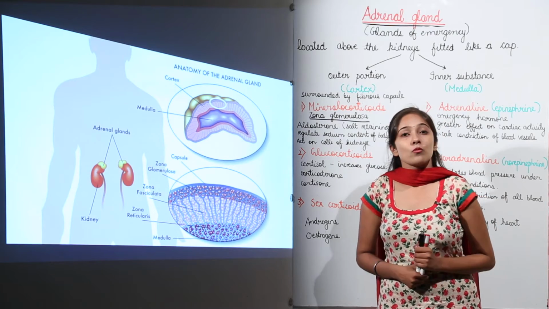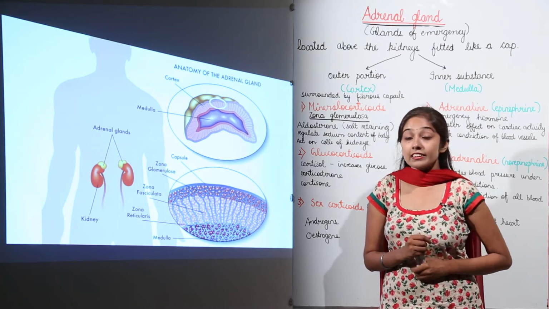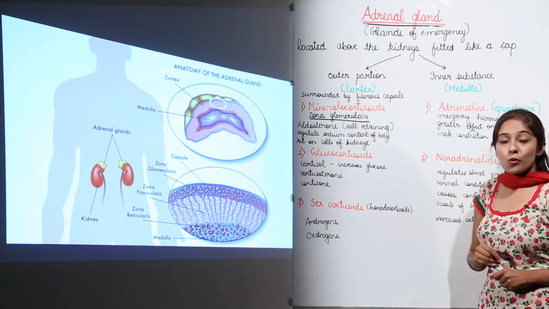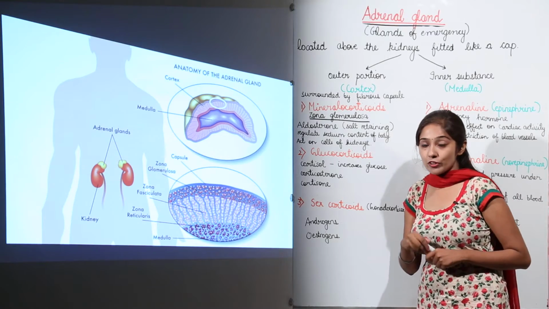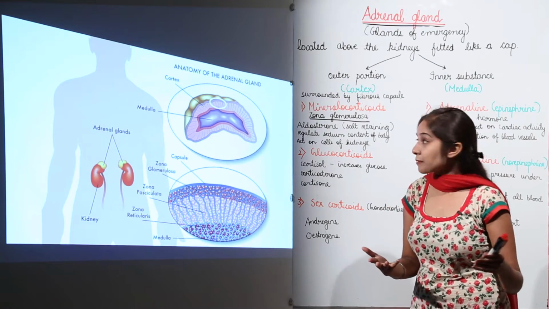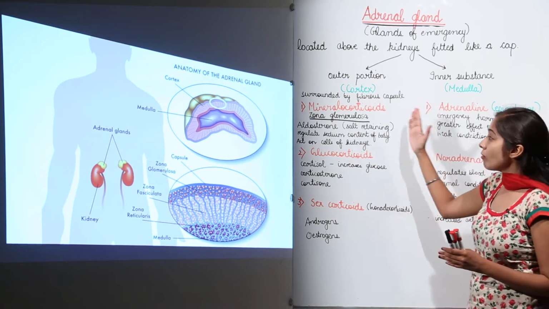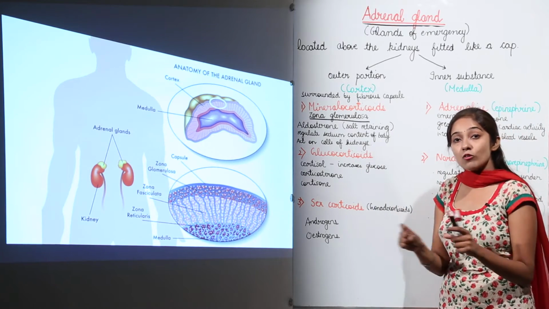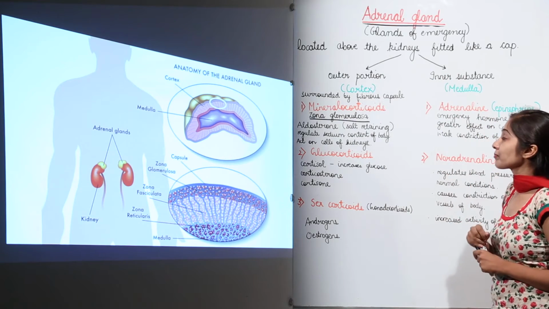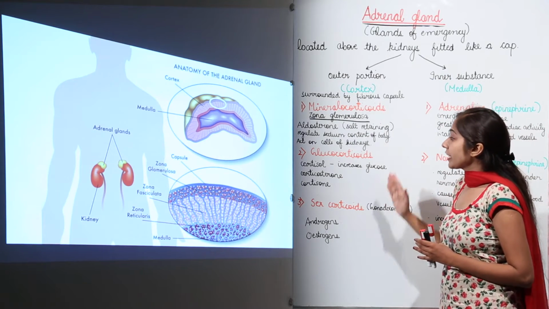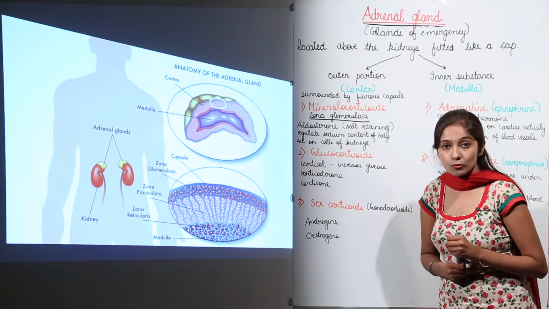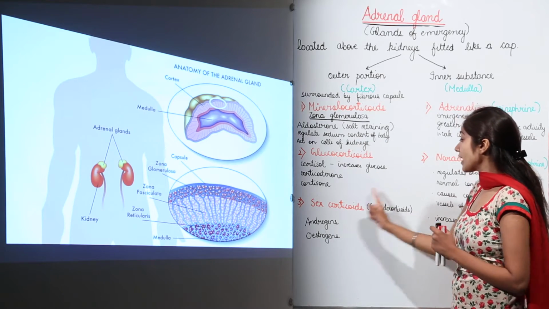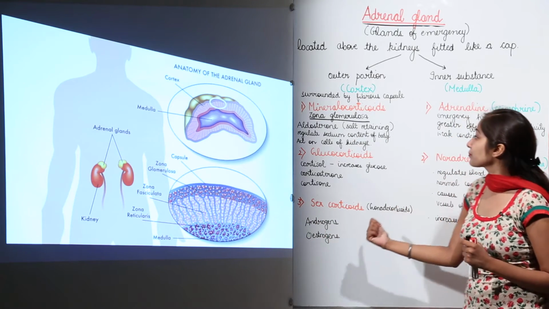Now we will see why we call the adrenal glands the glands of emergency. Why do we call them so? Well, when we talk about these glands, we are going to talk about the hormones, obviously. So let's begin with the hormones secreted by the adrenal cortex, the outer portion of your adrenal gland. There are three classifications based on the types of hormones: mineralocorticoids, glucocorticoids, and gonadocorticoids or sex corticoids.